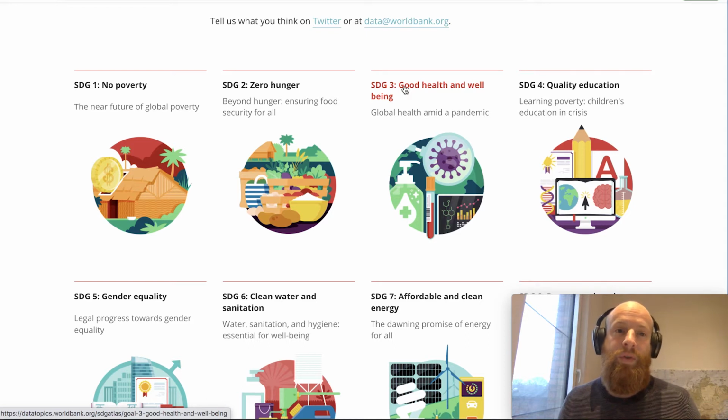And so that is also something that I try to do in my work, and that is also what we try to do with the Sustainable Development Atlas. So let's take a look at this first, the chapter about health.